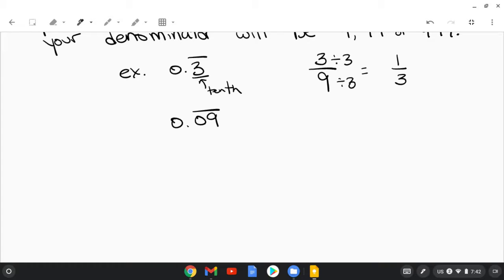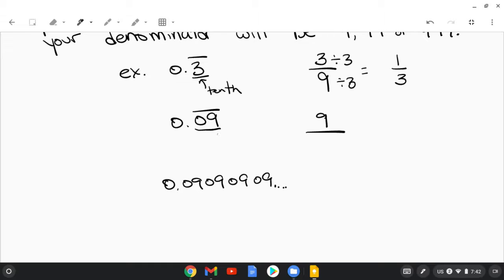.09 repeating. Now this one might look like you would do the same thing because there's only one actual digit here that we see. But if I were to write this one out, it would be 09, 09, 09, 09, and on and on. So this becomes my numerator. I don't need to write 09, I can just write 9.